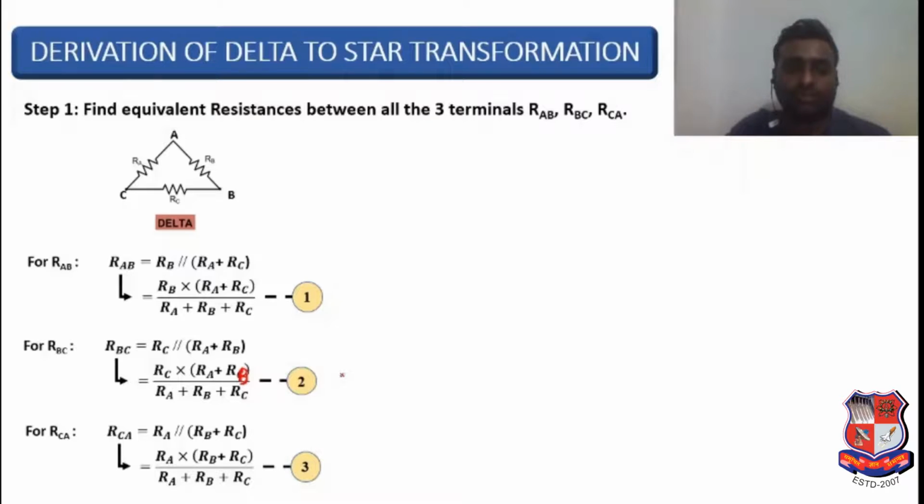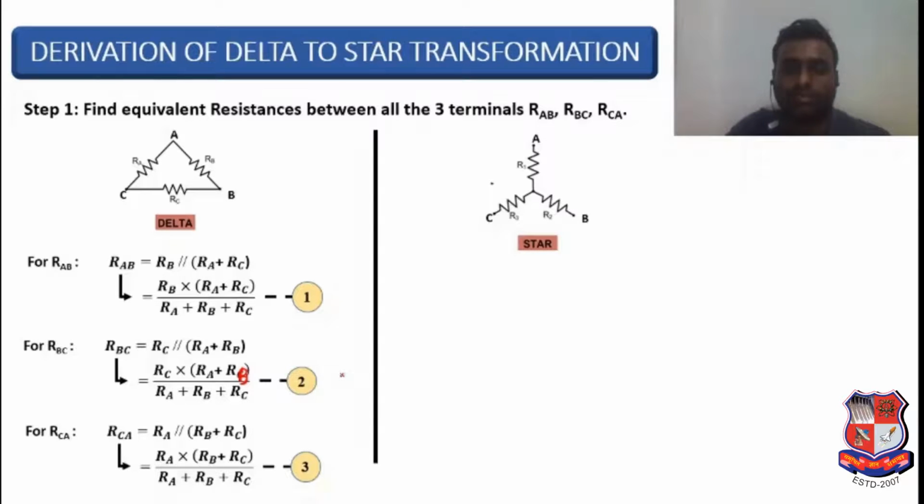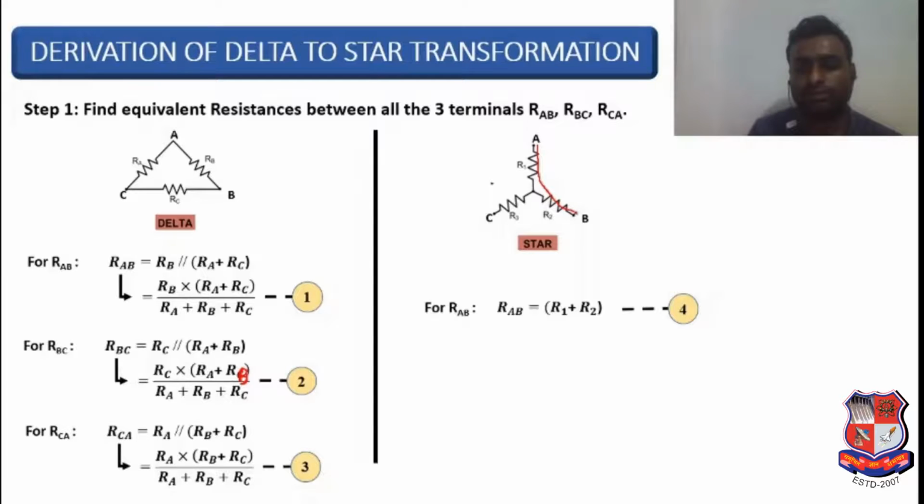So this is your first step. You have to find the equivalent resistance between all the terminals for the delta connected circuit. Similarly, you also have to find the equivalent resistance between the terminals AB, BC and CA for the star connected circuit. So what will be the RAB? RAB will be R1 plus R2. This will give us equation number 4.